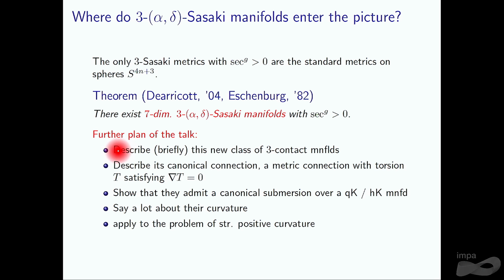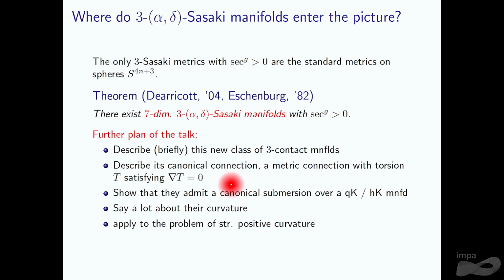Good. So what I would like to do from now on is, first, describe very briefly this new class of 3-contact manifolds. I'm going to say what its canonical connection is, which is a metric connection with skew torsion that is indeed parallel, just as in the nearly Kähler case. We shall explain shortly that they admit a canonical submersion over a quaternionic Kähler or hyperkähler manifold. So that gives us a good idea about the geometry of these spaces.